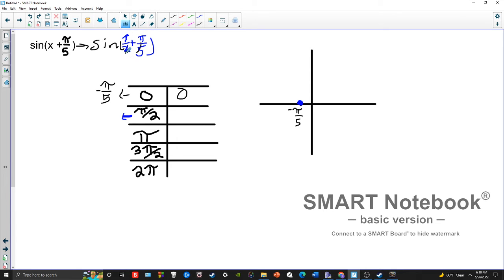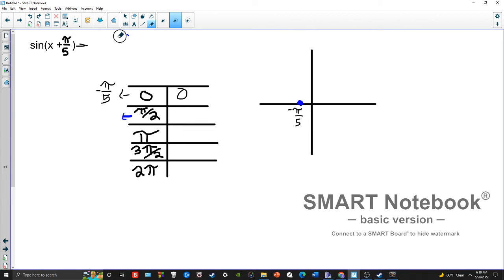Well, that's going to be pi over 2 plus pi over 5, which is what, 5 pi over 10 plus 2 pi over 10, which is going to give me sine of, I don't know, 7 pi over 10 or something like that. And again, that's something I can't do. I can't do sine of 7 pi over 10. I don't know what that is.